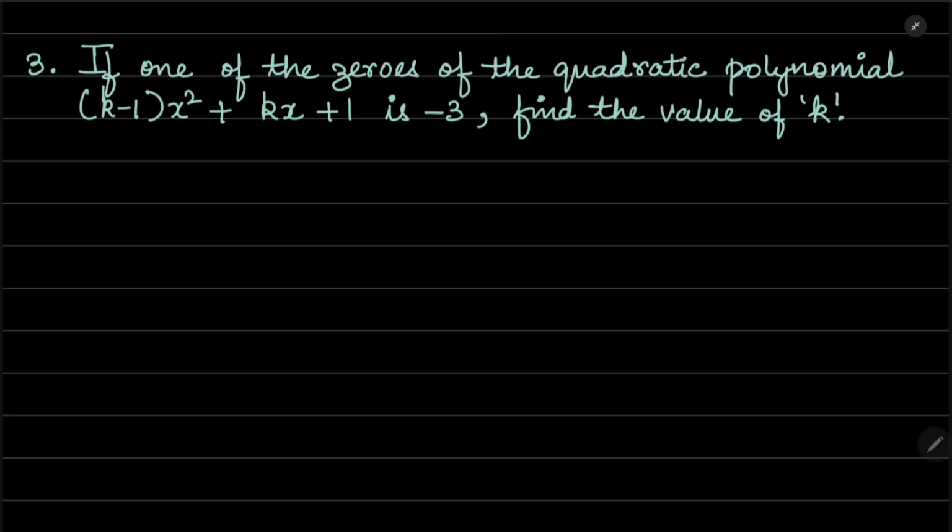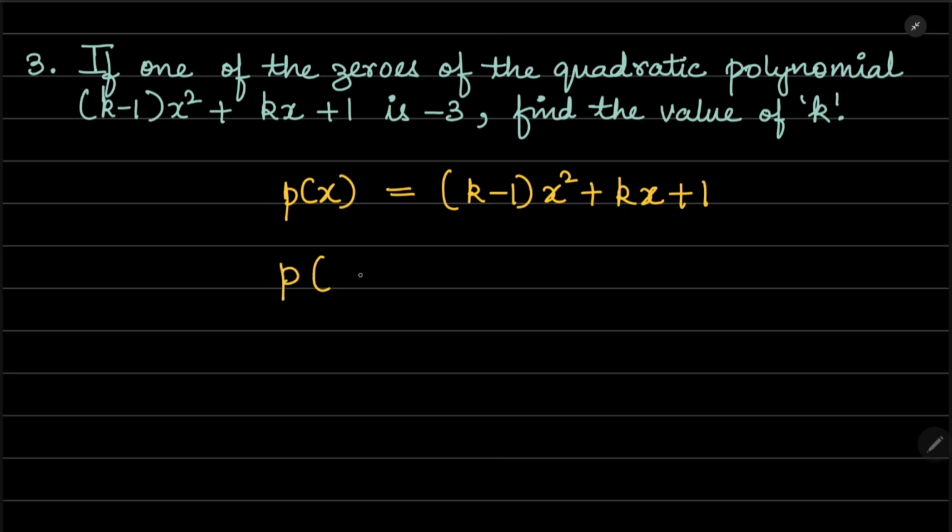Let me just write whatever is given till then. So, you are given the polynomial p of x equal to (k minus 1) x square plus kx plus 1. This is a given polynomial. What is also given? One of the zeros is given, right? So, p of minus 3. What is that zero value? That is the value of x, which is making the polynomial 0. P of minus 3, right? X equal to minus 3 is the zero. So, p of minus 3 is, you're told that that is 0 of the polynomial.